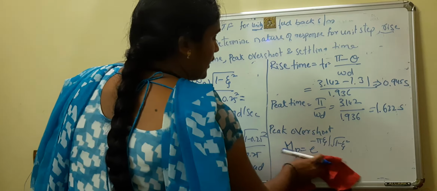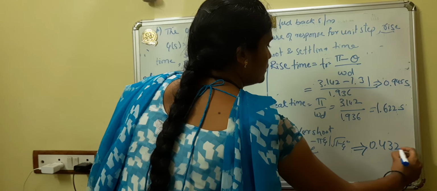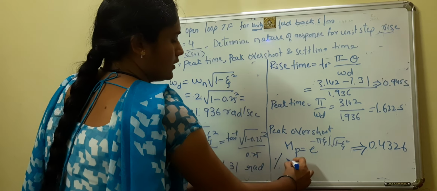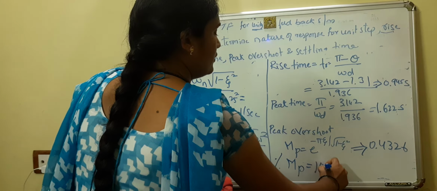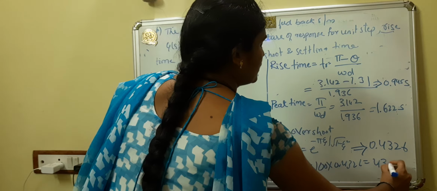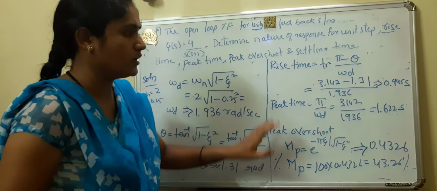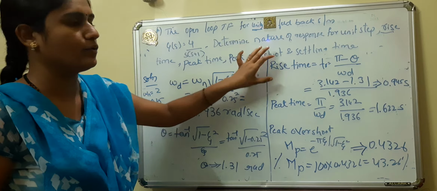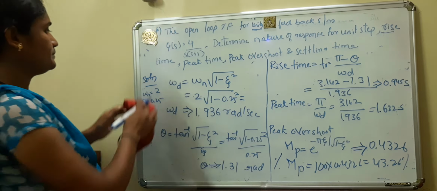After simplification of this one, we will get 0.4326. If we express in terms of percentage, in the formula only I told, we have to multiply by 100. 100 into 0.4326, that is 43.26%. This one is peak overshoot. We have ready-made formulas for that. Directly applying the formulas, we have to calculate all the things. Peak overshoot.